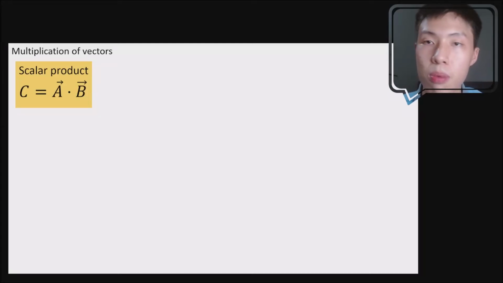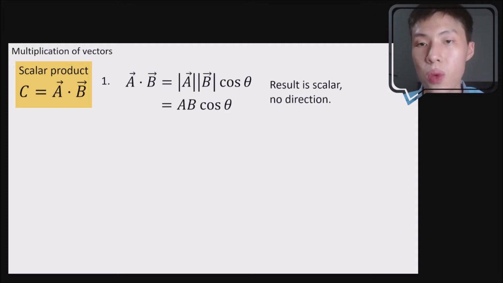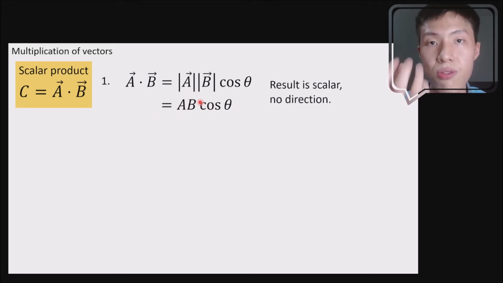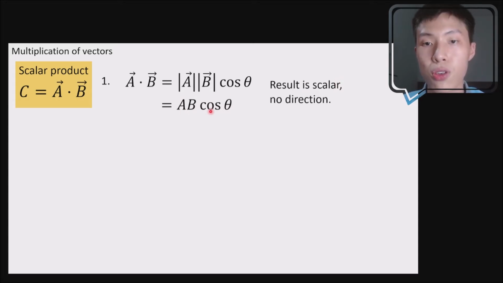Let's do a recap of what we have learned about scalar product. The first thing is we learned that if we want to find a scalar product between vector A and vector B, or we call it A dot B, we can find it using this formula over here, AB cos theta. And because it is a scalar product, the result is a scalar, therefore you can only have magnitude, you have no direction. That's the first thing that we have learned.